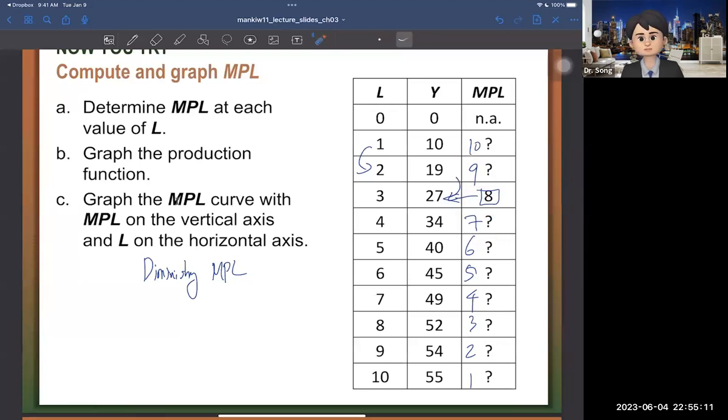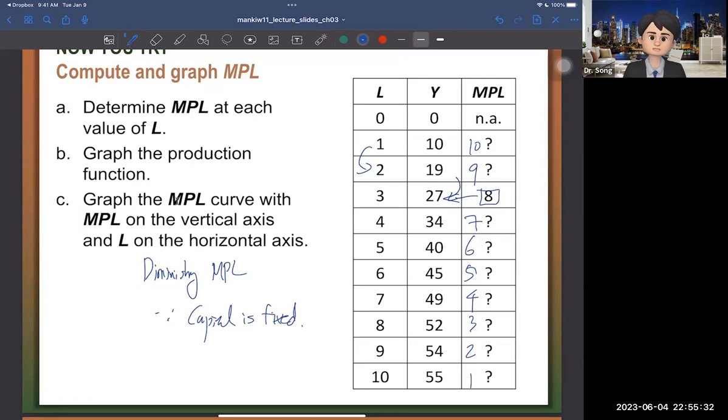Why is that? Why do you have more workers, but the last worker's contribution keeps decreasing? Why does it show a diminishing marginal product of labor? Well, because the capital is fixed. Because the capital is fixed. Well, you still didn't get it?